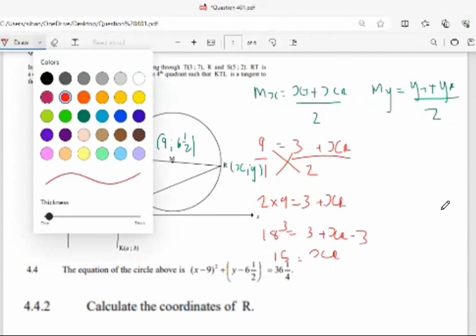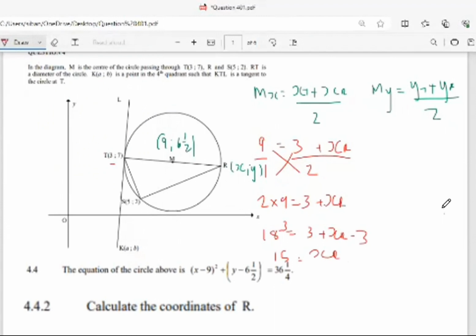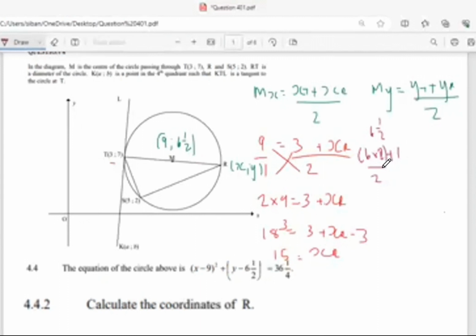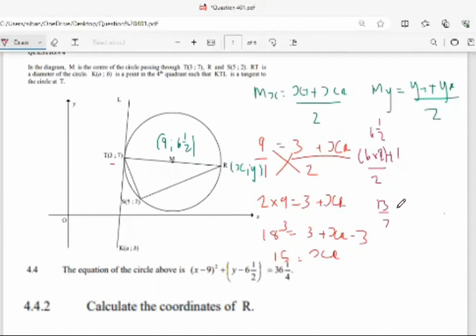Let's do the exact same thing for the Y coordinates. So the Y coordinate of the midpoint is 6.5. Remember, we can write 6.5 as an improper fraction. The denominator will stay the same. So we will just say 6 times 2 plus 1. 6 times 2 is 12, plus 1 will give me 13 over 2.